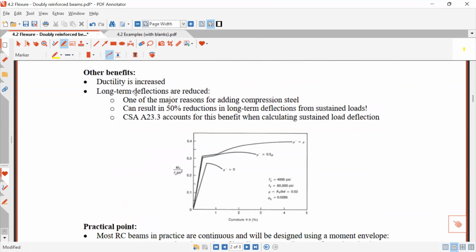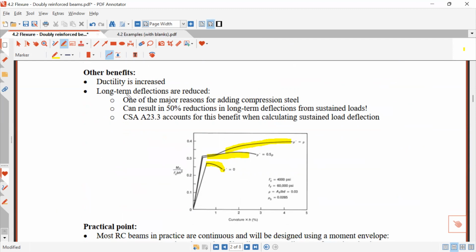There are other benefits of adding compression steel. Even if the beam is ductile, when you add compression steel, it becomes even more ductile. Here, this beam is ductile. It's failing in a ductile way. It still yields and goes into here, and then it fails. But if you add compression steel, it becomes even more ductile. So it's one way to make the beam even more ductile.